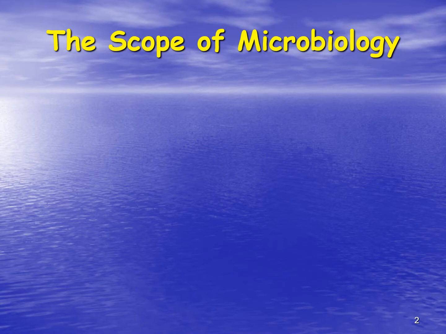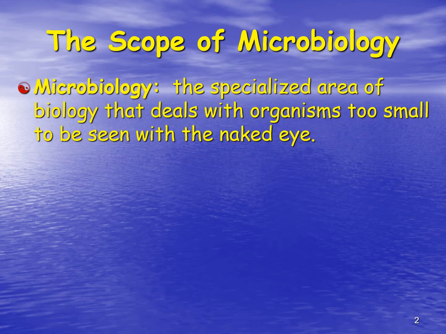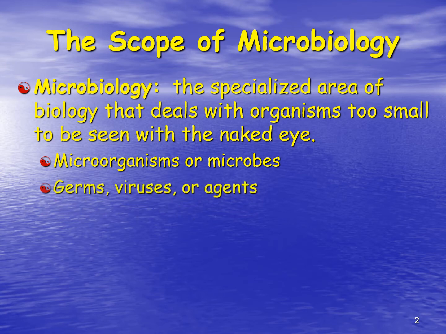So the first question is, what is microbiology? Microbiology is the specialized area of biology that deals with organisms that are too small to be seen with the naked eye. In other words, we must actually look at them under the microscope. These can be called microorganisms or microbes, which is the primary thing that I will use this semester, but they can be known as germs, viruses, or disease-causing agents, or another term is pathogen, or simply bugs.